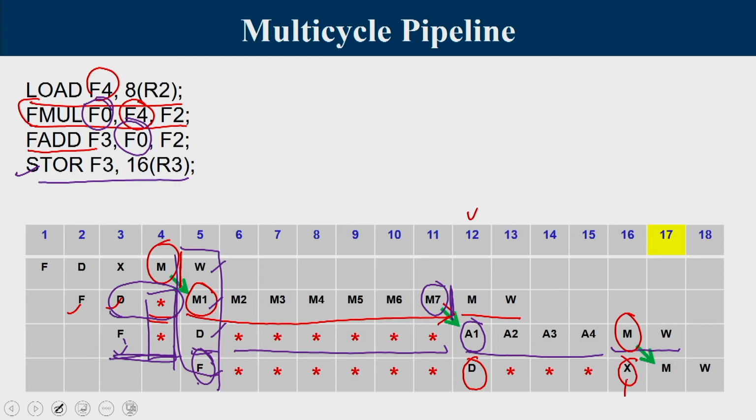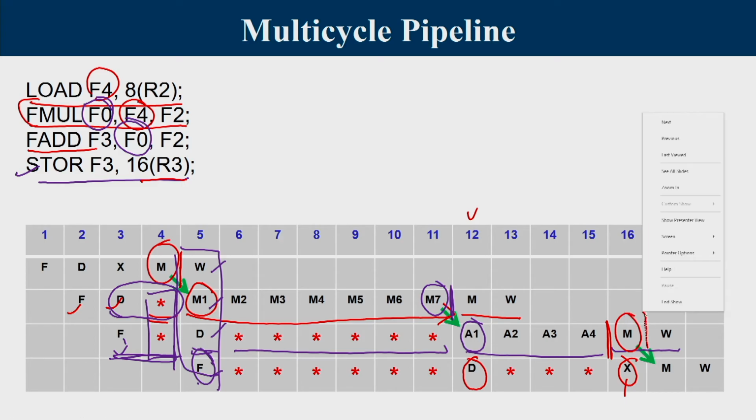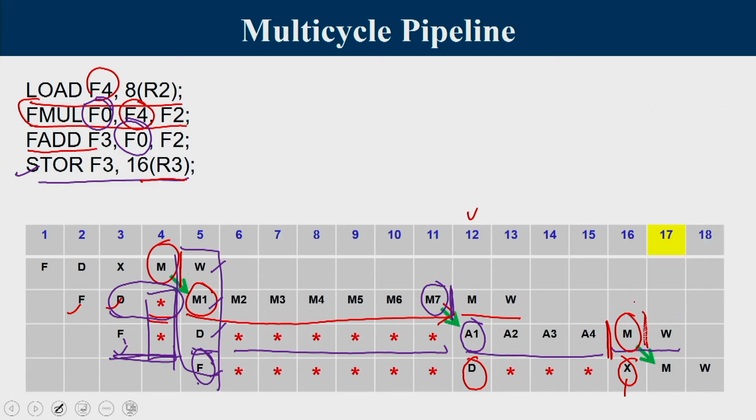At this point, 16 of R3 is being computed, that is done through the integer unit, and then the result that is to be stored will be available to you from this point onwards. So, you can forward from the output of the mem unit to the input of the mem unit, so that the value is available for storing. The question is asking at which cycle the store instruction will perform the mem operation. So, at clock cycle number 17.